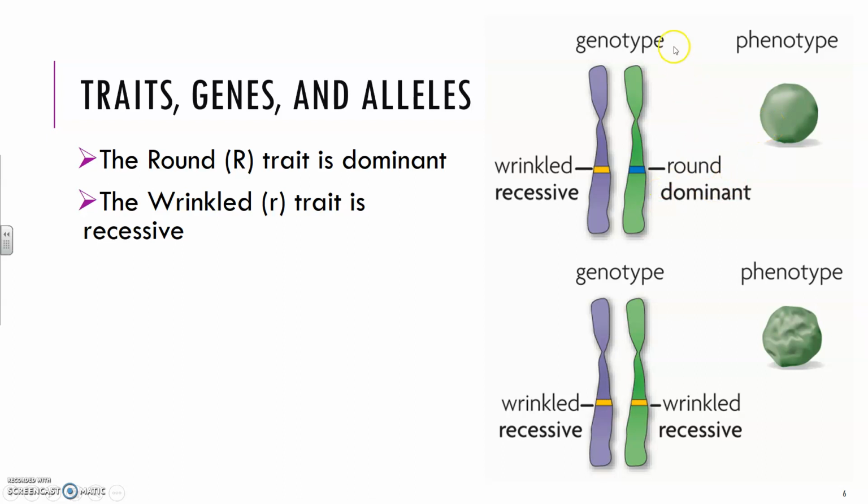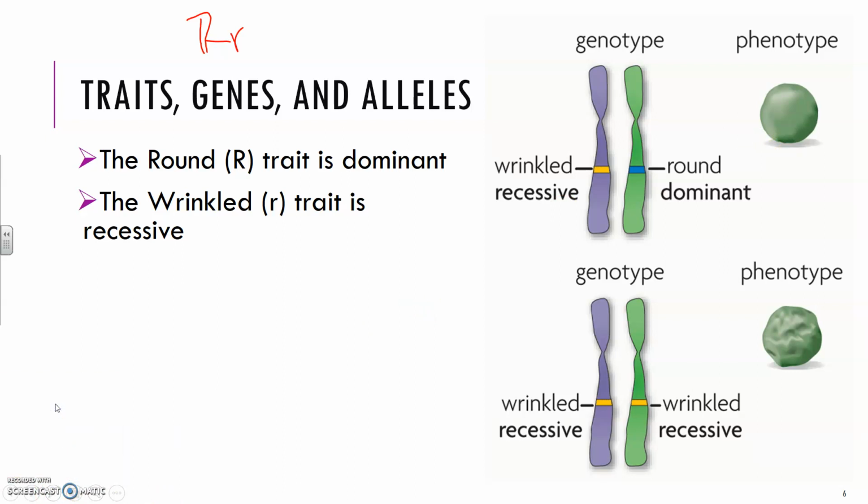Okay, so the genotype refers to the actual alleles present. So this would be capital R, lowercase r. Okay, so the genotype, let me write this out. The genotype would look like this if we were to write it out. Capital R, lowercase r. Okay. The phenotype is actually showing the round seed. Okay.